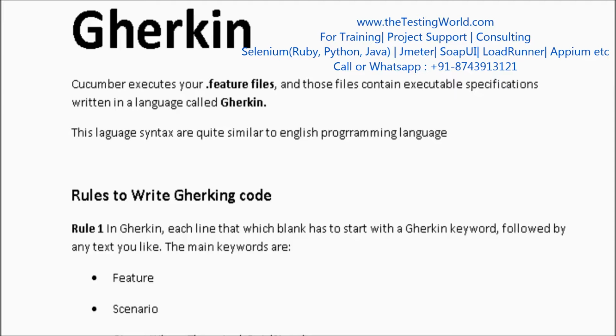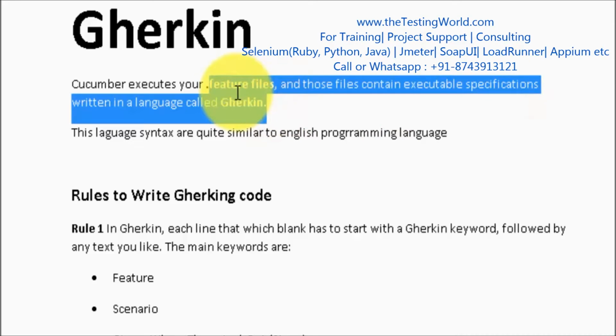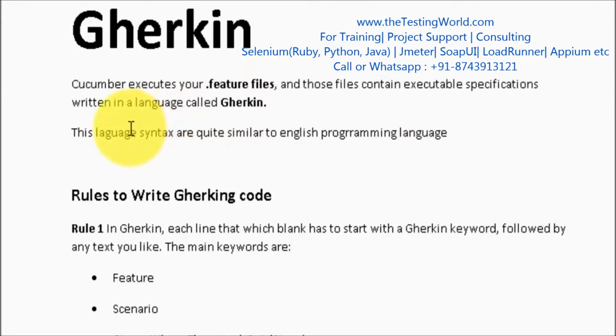In the previous session we already saw that we are going to create a feature file. We are going to write our test cases or our behavior in that feature file in an English kind of language. The language is called Gherkin. This Gherkin language syntax is quite similar to the English language, so we are going to see that syntax.